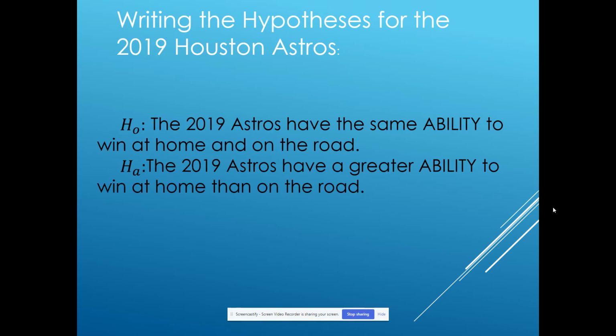So first of all, let's write our hypotheses. Our null hypothesis has to be that they're the same: the 2019 Astros have the same ability to win at home and on the road. Your alternative is that the 2019 Astros have a greater ability to win at home than on the road.